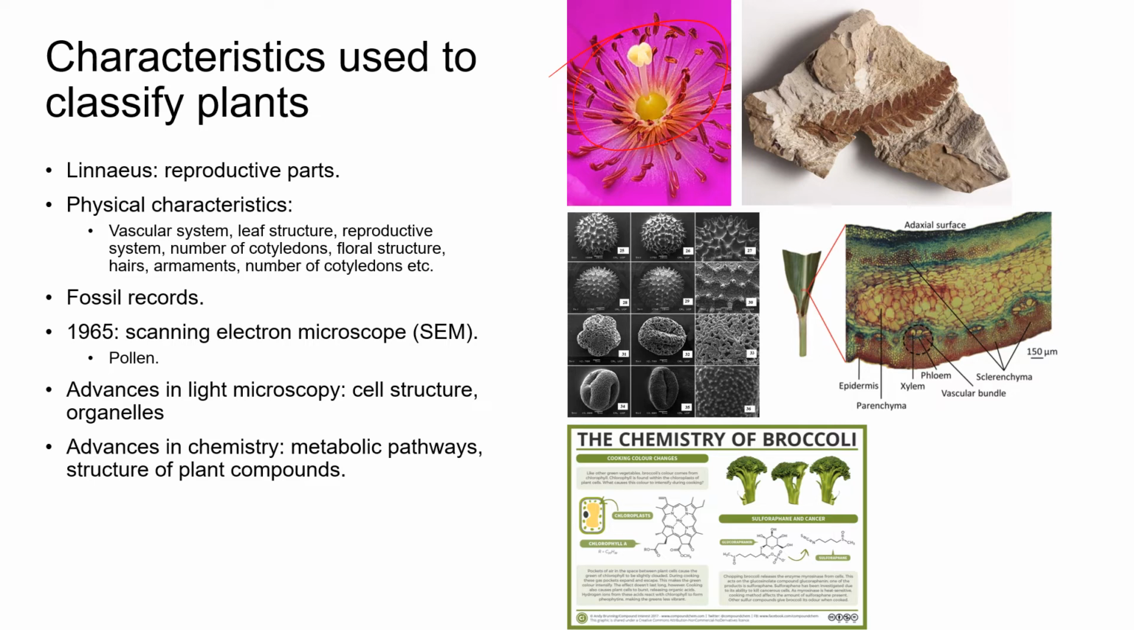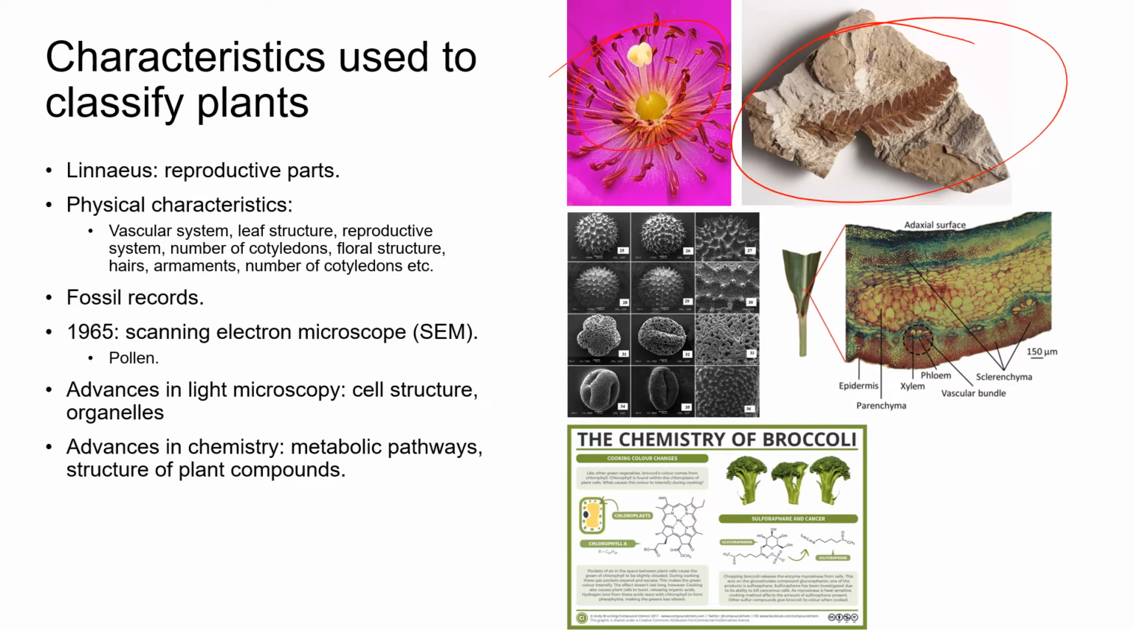parts should be considered. Remember that in the early days of plant taxonomy, the characteristics that could be considered for identification and classification were restricted by the magnification limitations of microscopes and the quality of their lenses at that time. Up until the 20th century, plant physical characteristics such as the vascular system, leaf arrangement, leaf venation, hairs, armaments, which are prickles and thorns, the number of cotyledons, plus of course reproductive structures were considered when deciding what rank or taxon to classify plants in. Fossils, too, have also been used since the late 19th century.